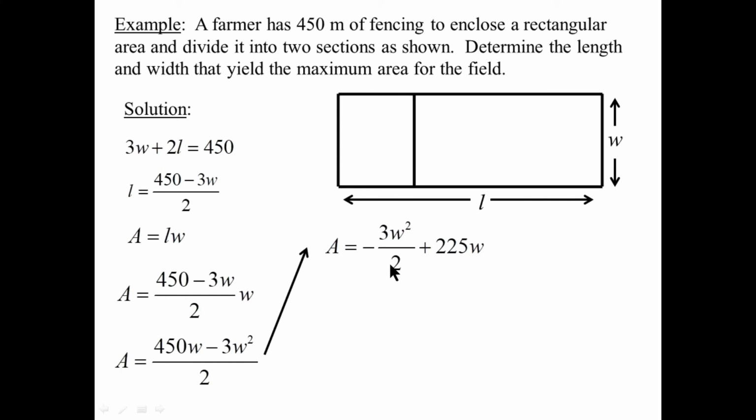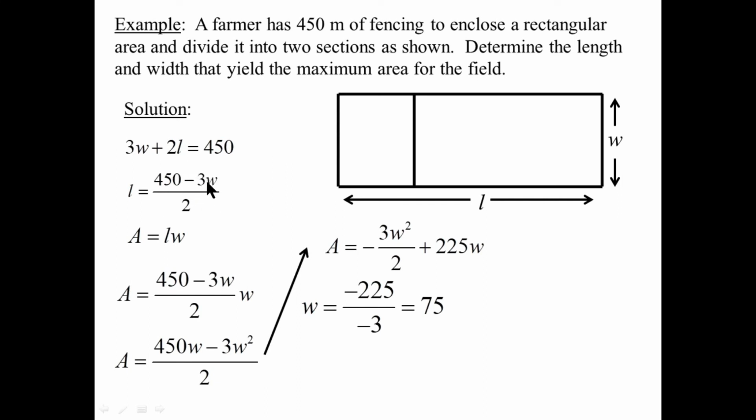A here is negative 3 over 2. And 2a, the 2's would cancel, because 2 times 3 halves is just 3. So this is going to be x, or w, is equal to negative b over 2a, which is negative 3. Perform division, and we have the width is 75 meters.